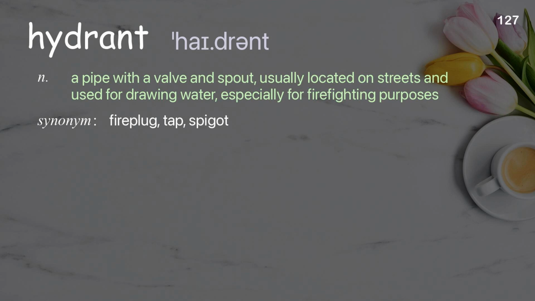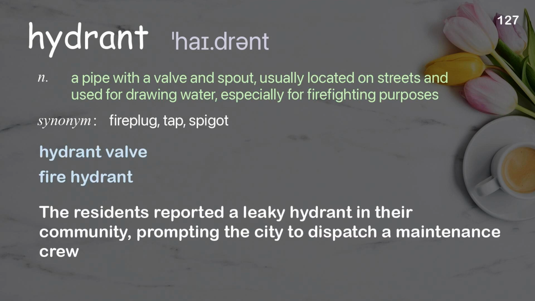Hydrant. A pipe with a valve and spout, usually located on streets and used for drawing water, especially for firefighting purposes. Examples: Hydrant valve. Fire hydrant. The residents reported a leaky hydrant in their community, prompting the city to dispatch a maintenance crew.